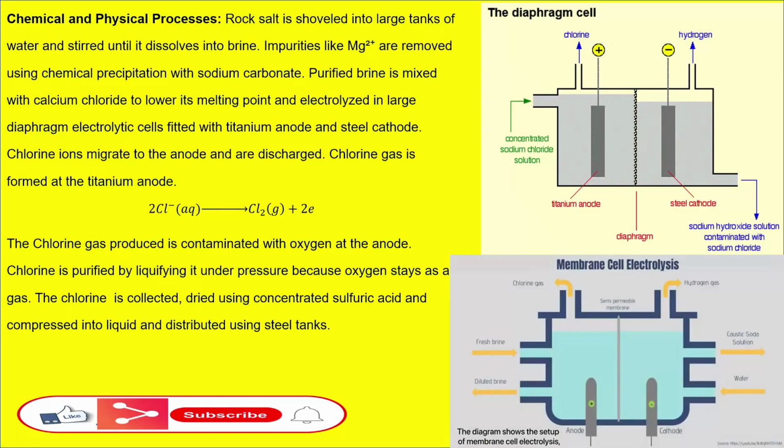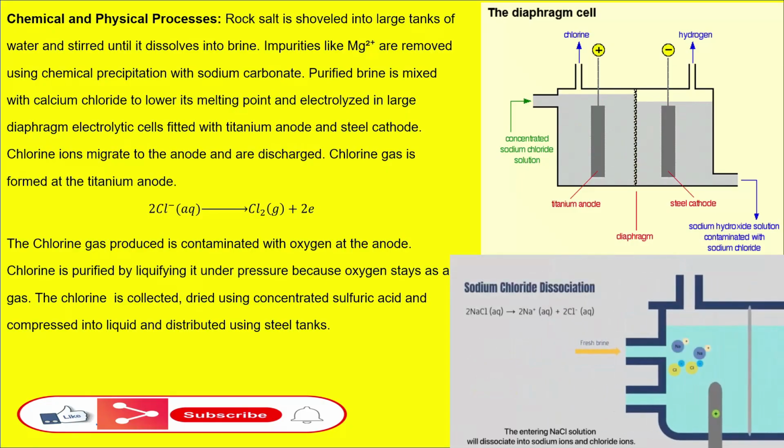Chlorine gas is formed at the titanium anode according to the equation shown, 2 chloride ions forming chlorine gas and losing an electron each. The chlorine gas produced is contaminated with oxygen at the anode. Chlorine is purified by liquefying it under pressure because oxygen stays as a gas. The chlorine is collected and dried using concentrated sulfuric acid, compressed into a greenish-yellow liquid, and distributed using steel tanks.